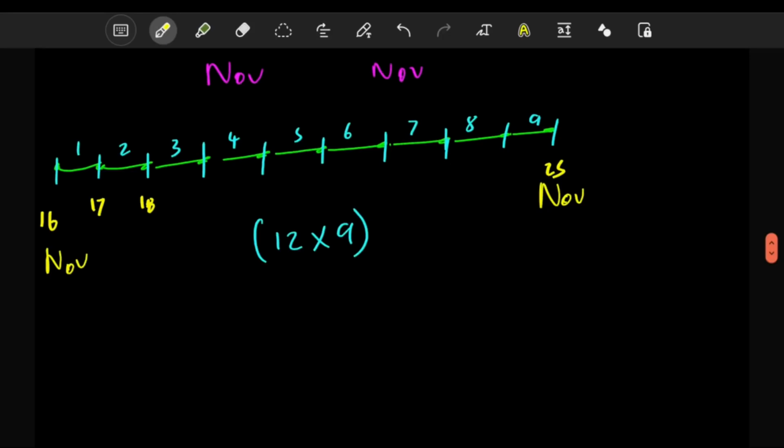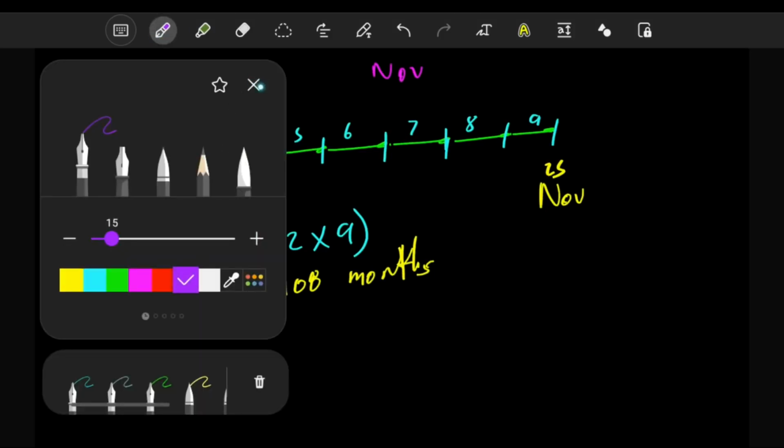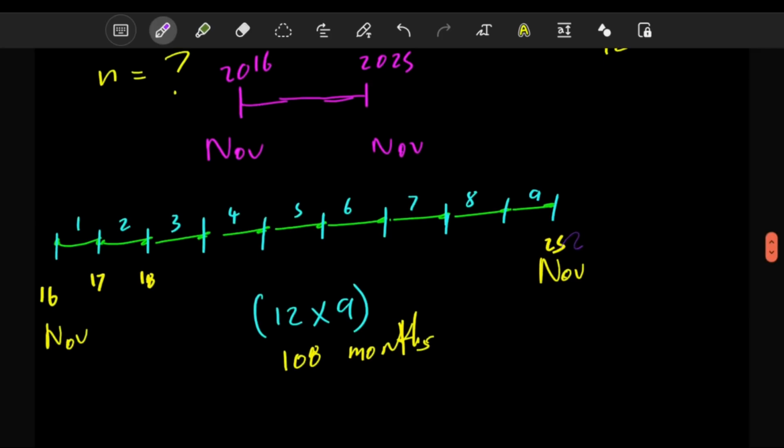In your calculator, 9 times 12 is going to give you 108 months. There we go. So apart from this, what we now know is that after November 2025, you're going to have December, January, February, March, and April.